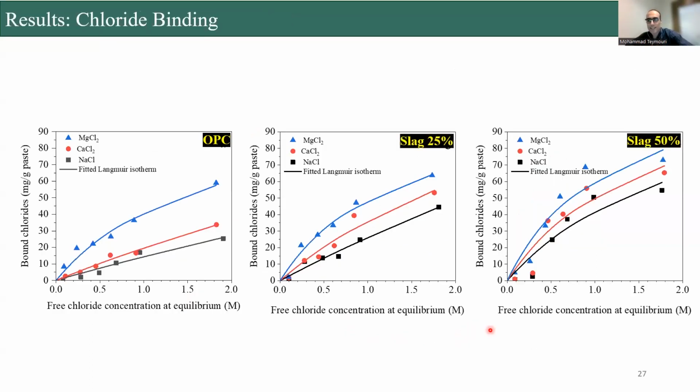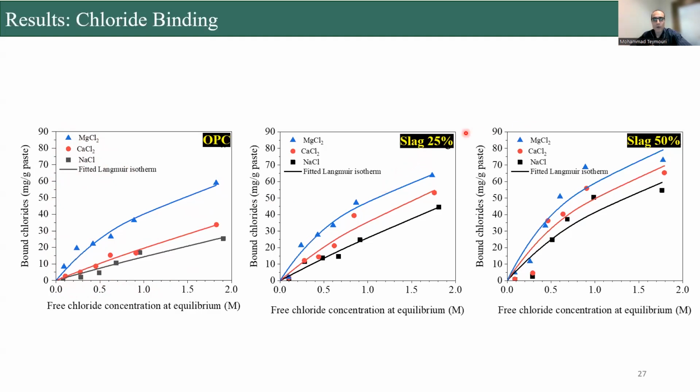Let's start with the binding. This is not the focus of the study, but we had to start with that. So when we compare the binding result for OPC and slag, we can see that, for example, let's start with the OPC. When we increase the chloride concentration, we can see regardless of the type of the brine solutions or deicers, the amount of bound chloride increases. And the most promising one is magnesium chloride. I will talk about that.